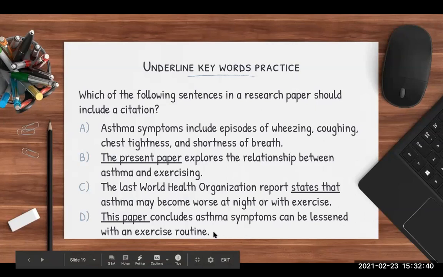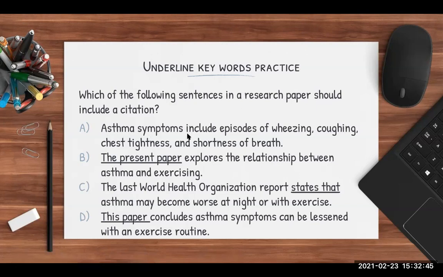exercise routine. So in this first sentence, as you can see, we don't have anything underlined because nothing is really indicating that there is a particular source or that we're referencing any paper. So we've just got asthma symptoms include episodes of wheezing, coughing, chest tightness, and shortness of breath. And that's something that might be common knowledge. It's not generally something that a singular source would be needed for. So we can eliminate that one.